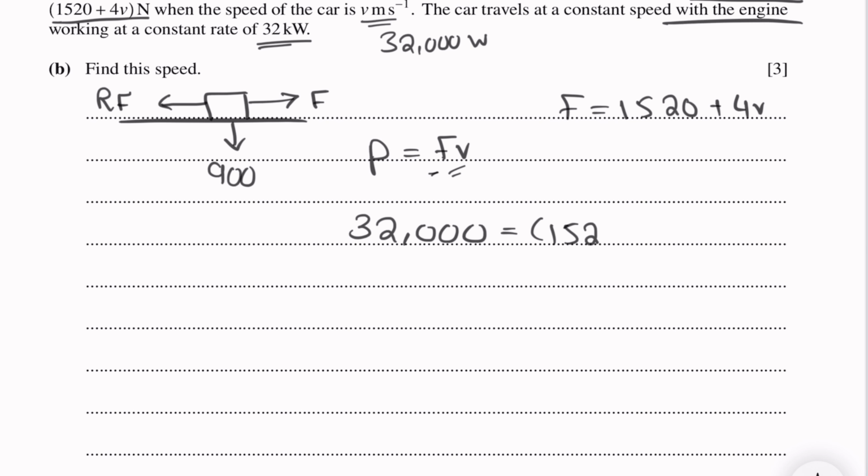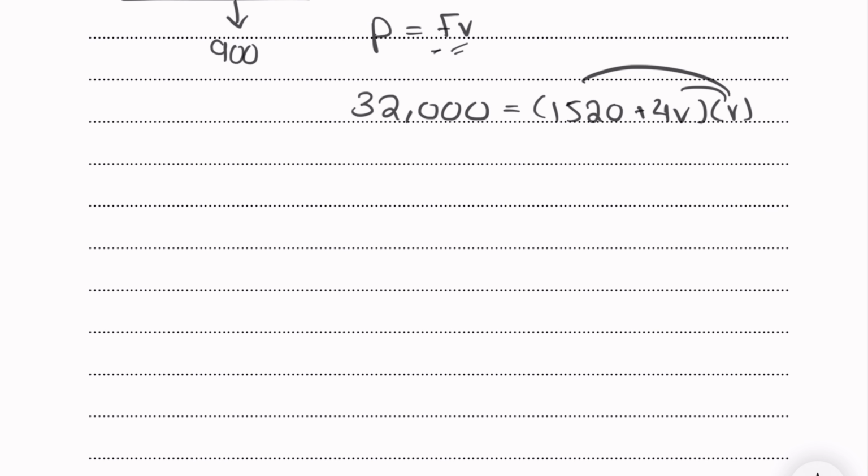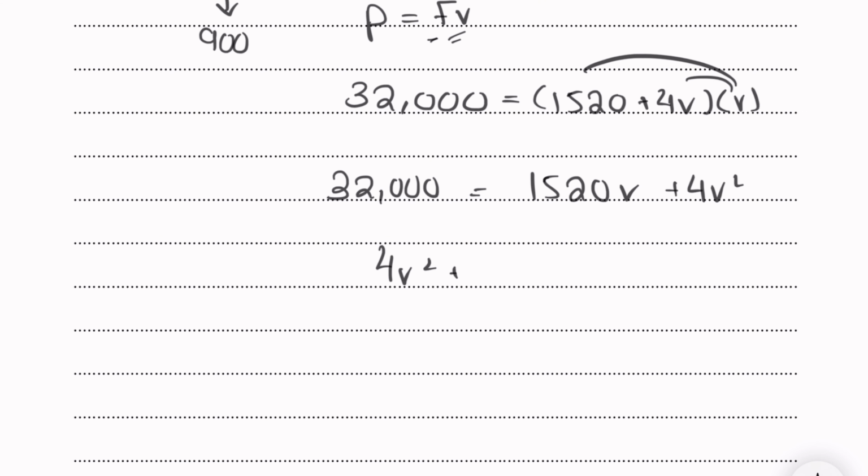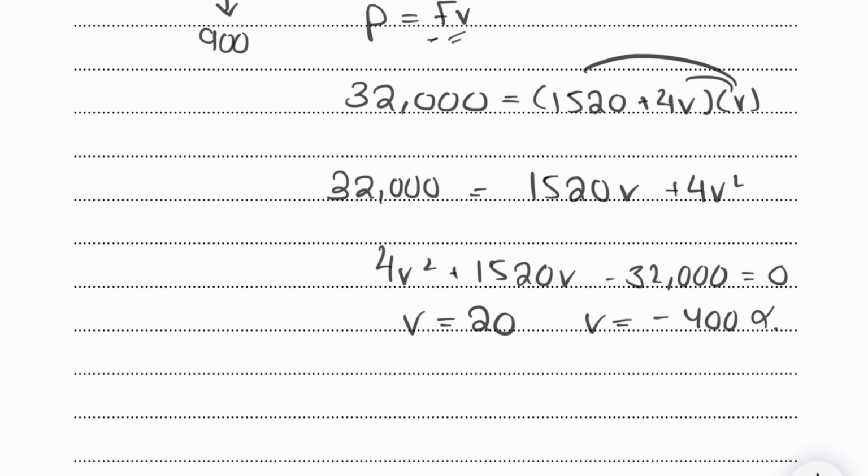And so 1520 plus 4 times v, and you can expand everything here. You get 1520v plus 4v squared equals 32,000, and then you can just solve a quadratic equation. 4v squared plus 1520v minus 32,000 equals 0. On your calculator, A is 4, 1520 is B, and negative 32000 is C. And so velocity will equal 20, or velocity equals negative 400. However, I do not understand what would prompt the car to start moving backwards. It's going to be 20 meters per second.